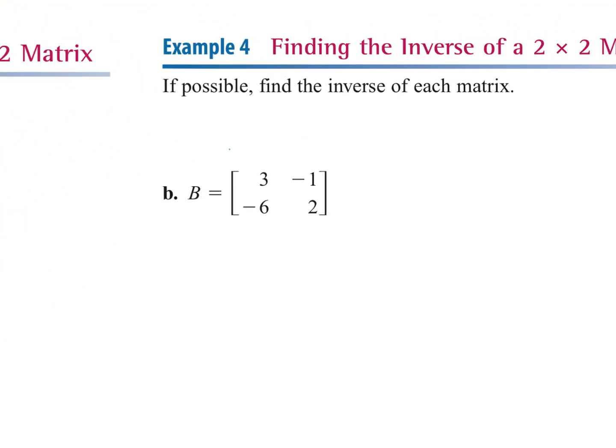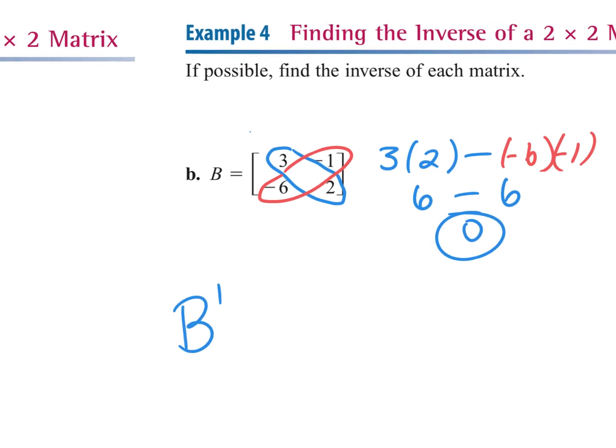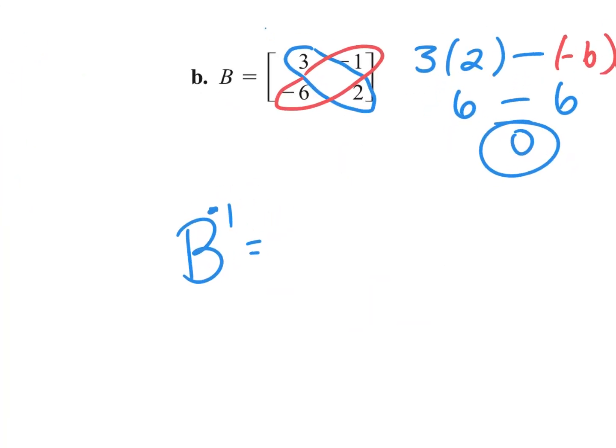All right, find the inverse if possible. Well, first step, guys, find your determinant. So 3 times 2 minus negative 6 times negative 1. So 3 times 2 is 6, minus negative 6 times negative 1 is 6. So here my determinant value is 0. So let's get our problem set up. Inverse of B would be B to the negative 1. And did I forget the negative over here? I did. There should be a negative there, and there, and there. Okay, so then I take my 1 over my determinant value, which is 0.